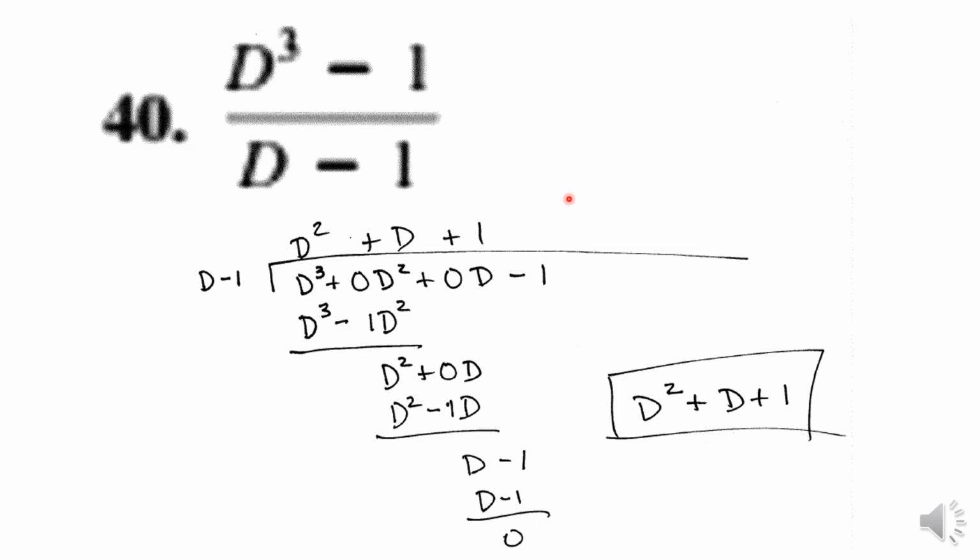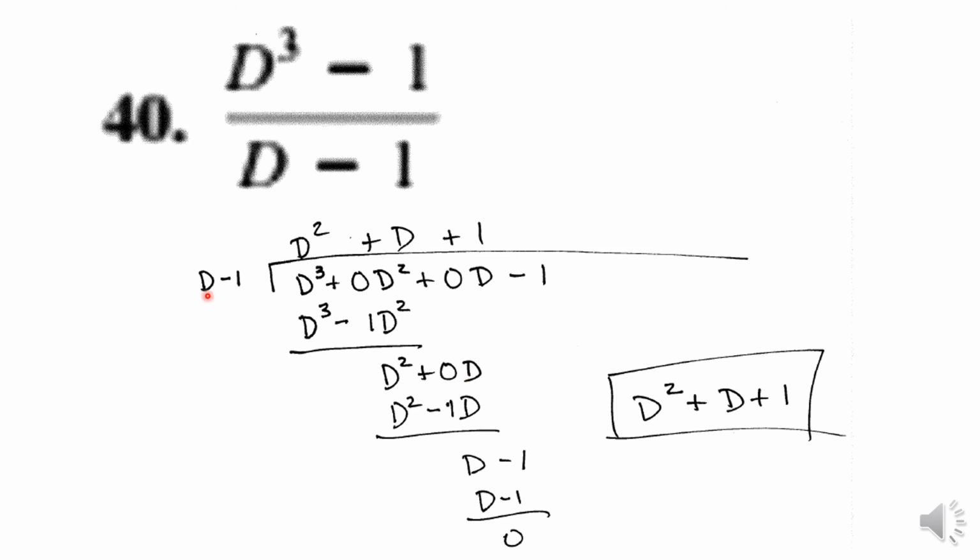The last example has the feature where you need to insert some zeros as placeholders. This will keep you from getting confused. So d will go into d cubed, d squared times. But then when I multiply around, I will have d squared times minus 1 is minus 1d squared. When I subtract that from 0, I get d squared, and I bring down the 0d.